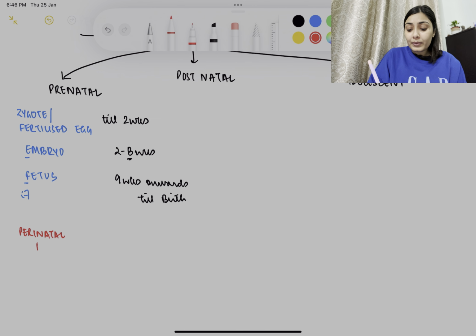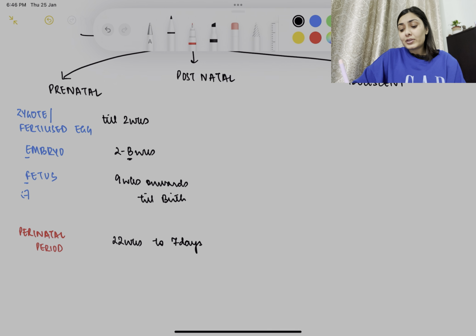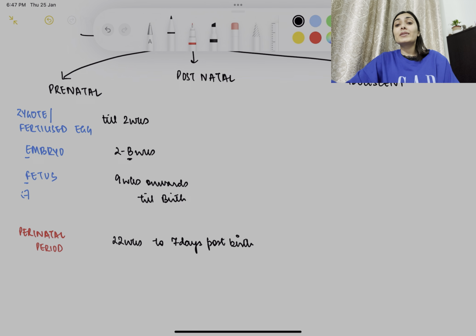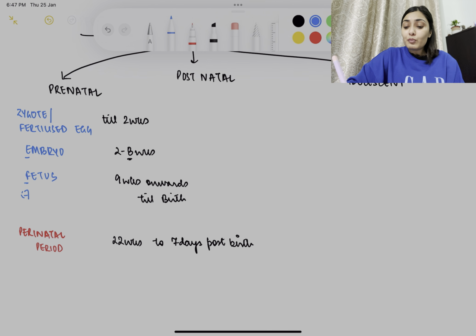Perinatal period is from 22 weeks to 7 days post birth. Right? Now coming to the postnatal phase. Now the baby is born. The newborn is known as a neonate. This term neonate we use till 28 days of life. For the first 28 days, you are going to label the child as a neonate.